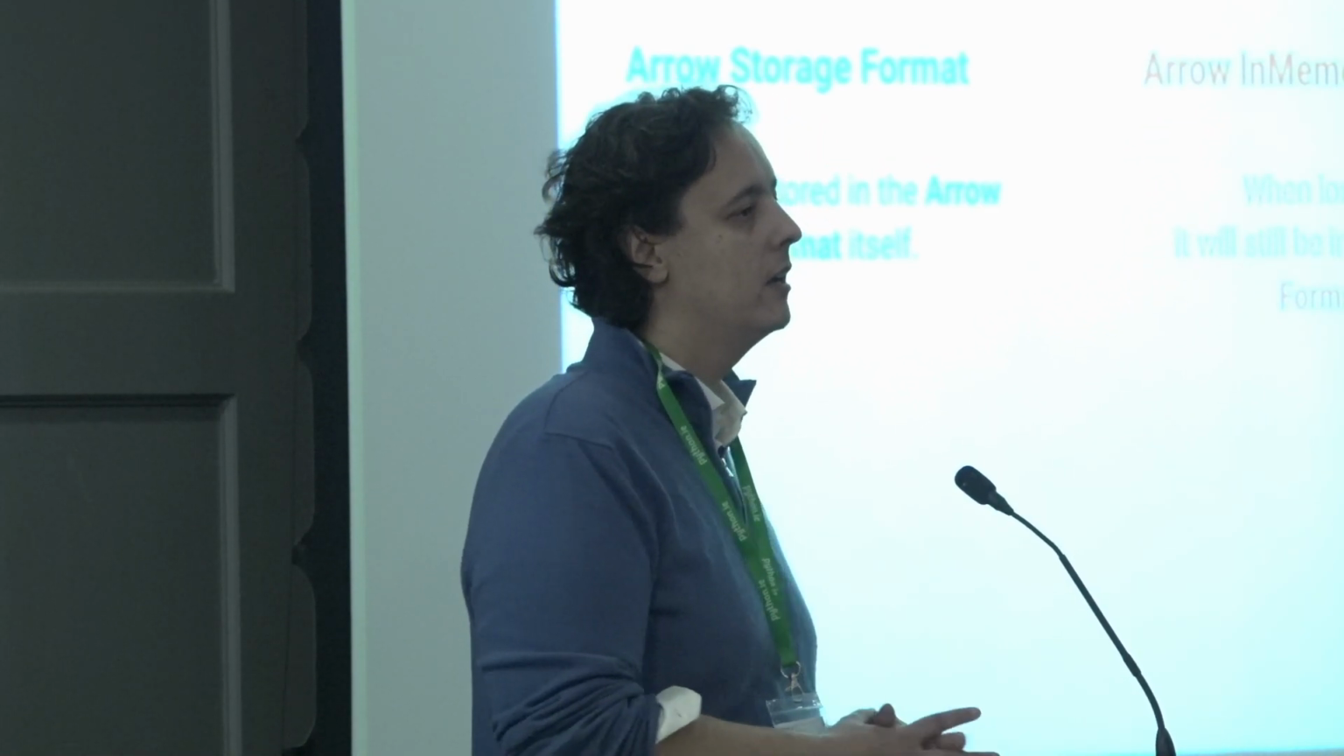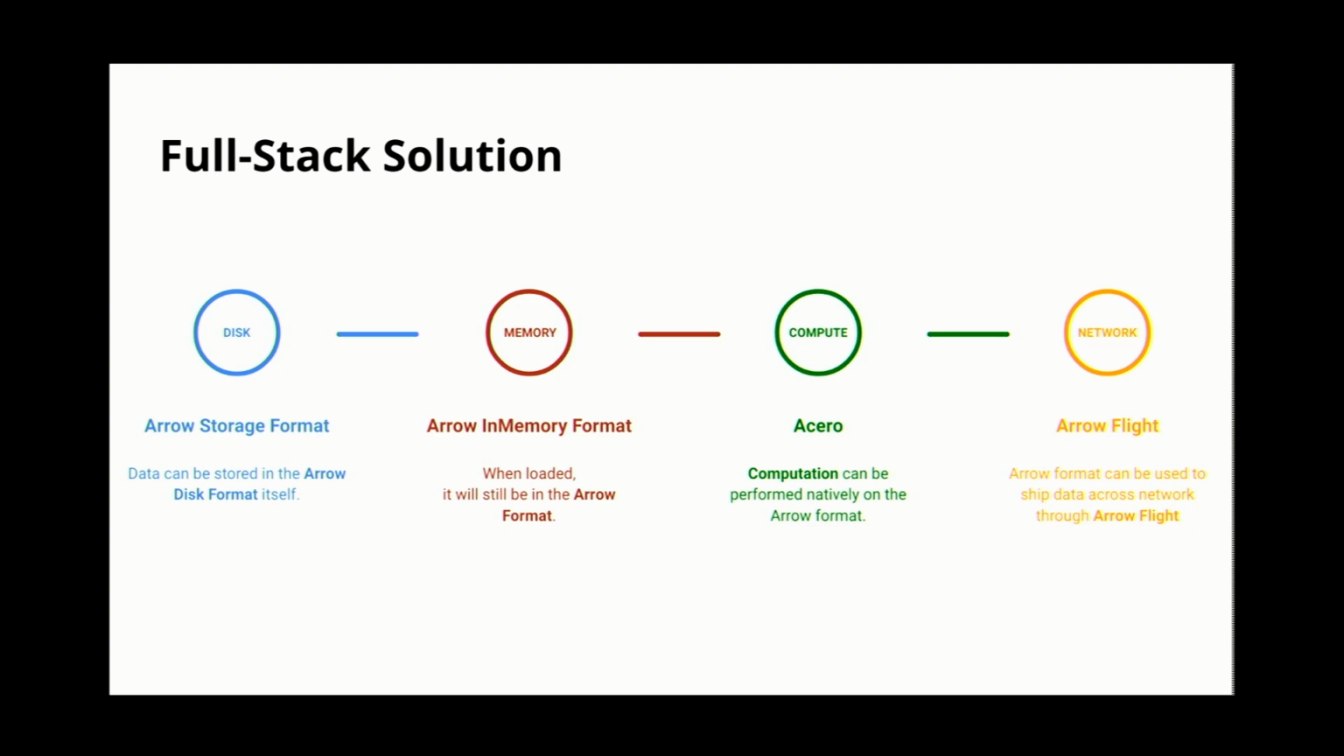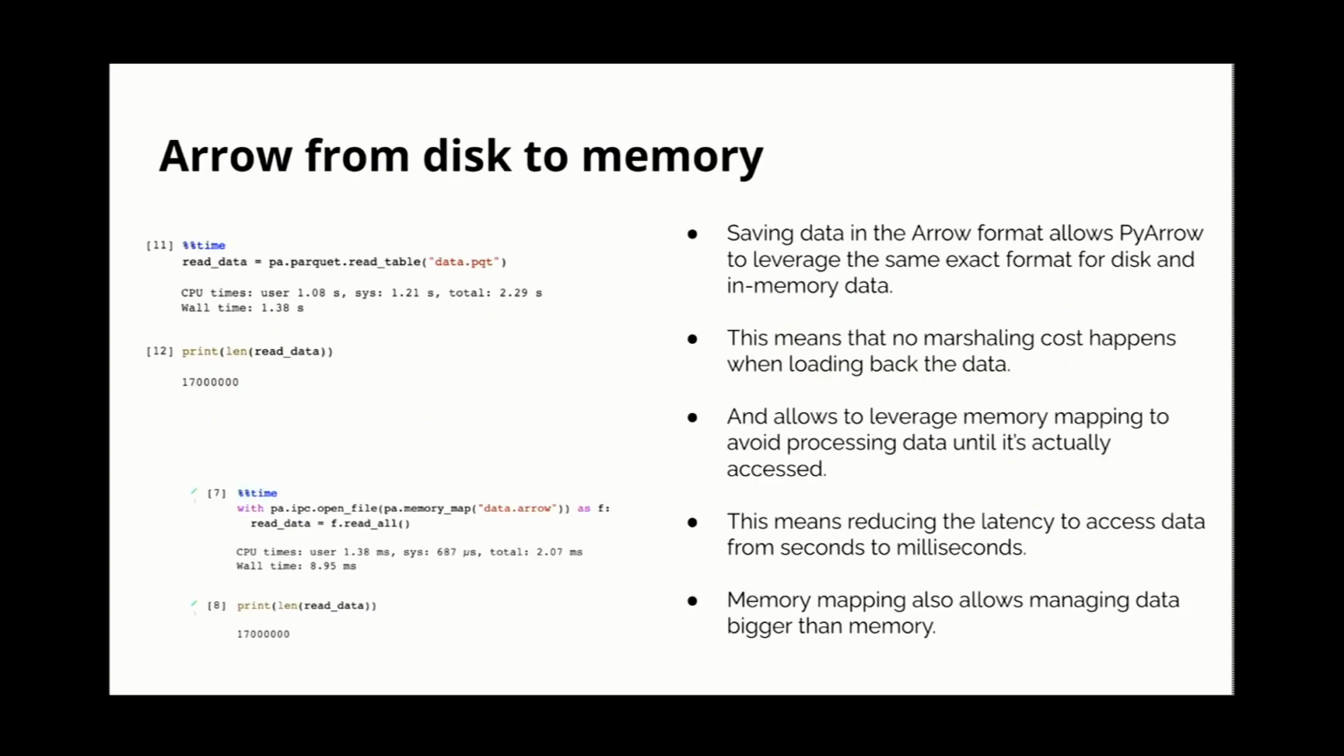And why is my talk titled as a full stack solution? Because, as I told you, Arrow has been growing over the course of the years, and it has grown from an in-memory format to one that is able also to store data on disk. Then it grew its own compute engine, then it grew its network format. And why is this important? Because they are all heavily integrated together. And the fact that they are heavily integrated together means that I can benefit from a huge speed up because I have no marshalling and unmarshalling cost in all this chain.